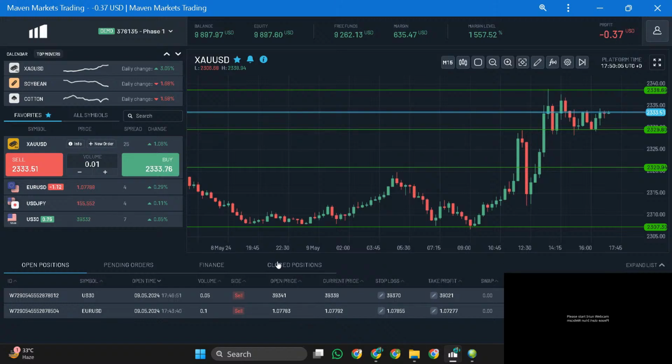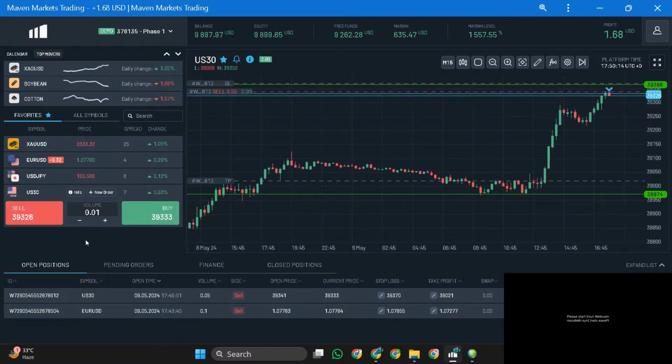So we haven't taken any trade in gold. We have taken one trade in euro and one in US 30. So we have taken two trades. Okay.